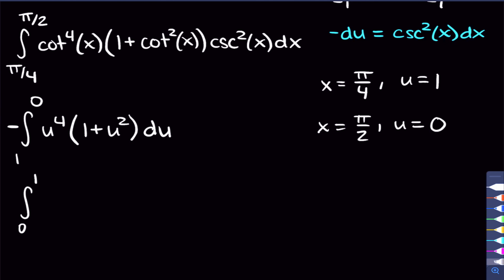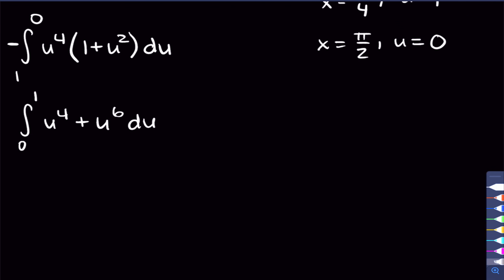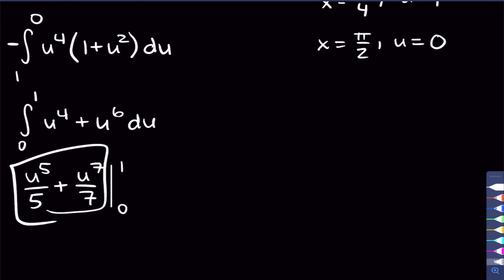And I'll multiply the u to the fourth through here, and that'll give me a u to the fourth plus u to the sixth du. So now let's go through and integrate. And integrating, we're going to get the integral of u to the fourth is u to the fifth over 5. And the integral of u to the sixth is u to the seventh over 7. And we need to evaluate that from 0 to 1. Now, you can already see that the zeros are just going to give us a 0 everywhere. So really all we have to care about is plugging in the 1.